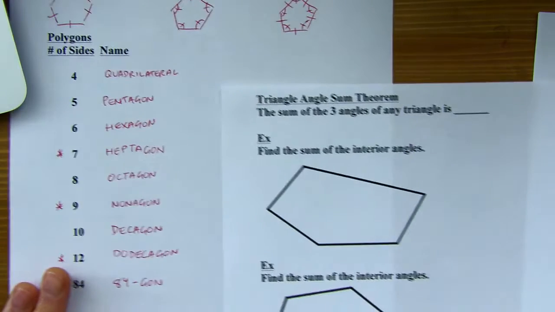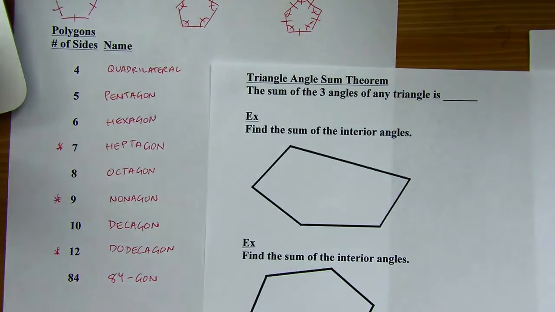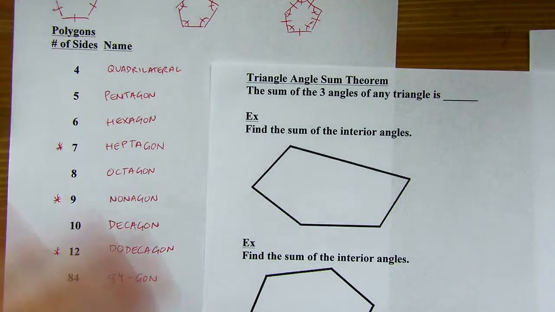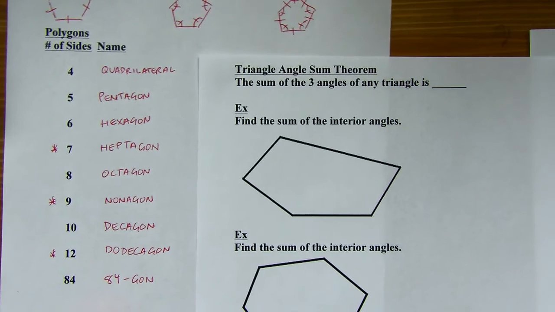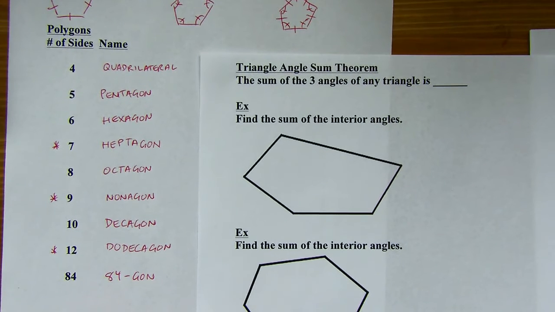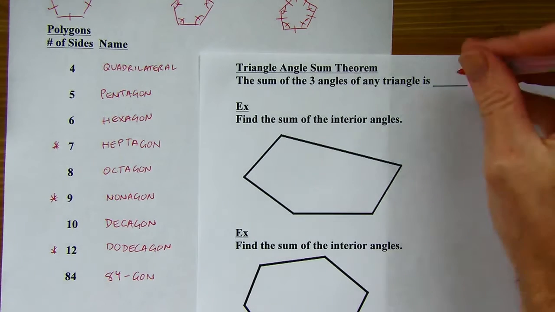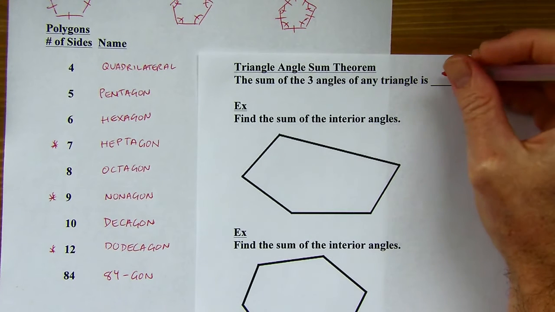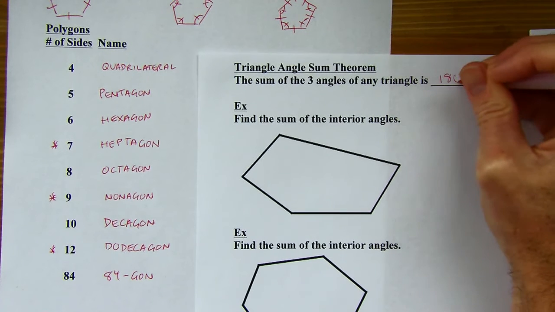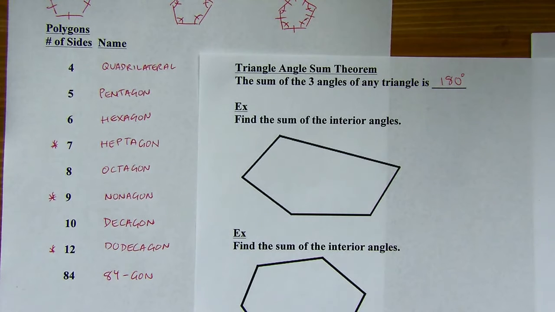I'll just start here in case you're still copying that down. Okay, so we've got the triangle angle sum theorem. This is old news. The sum of the three angles of any triangle is 180 degrees. Okay, so hopefully that's not a shock. I just put that up here because we're going to use that when we're finding the sum of the interior angles of any polygon.